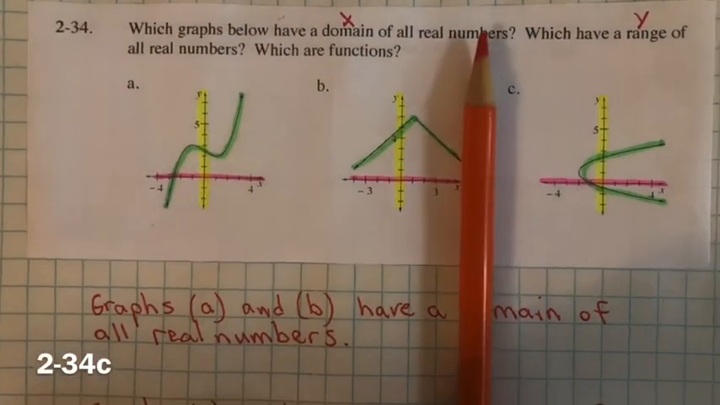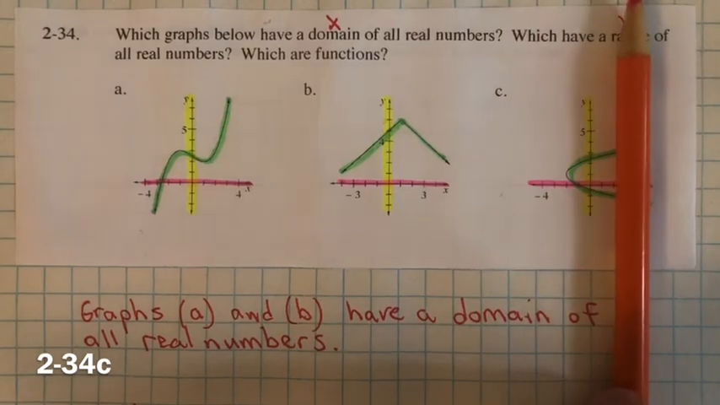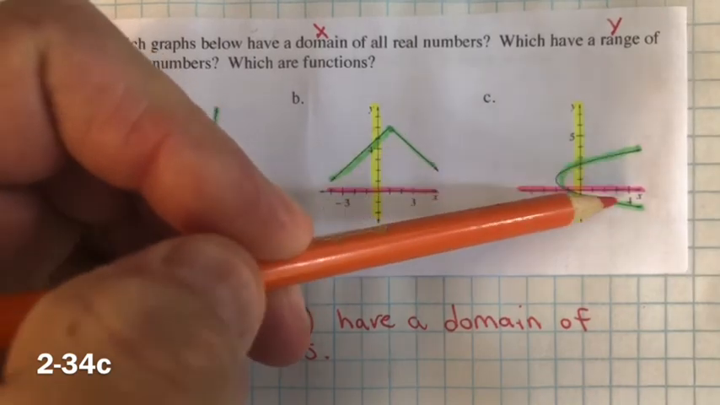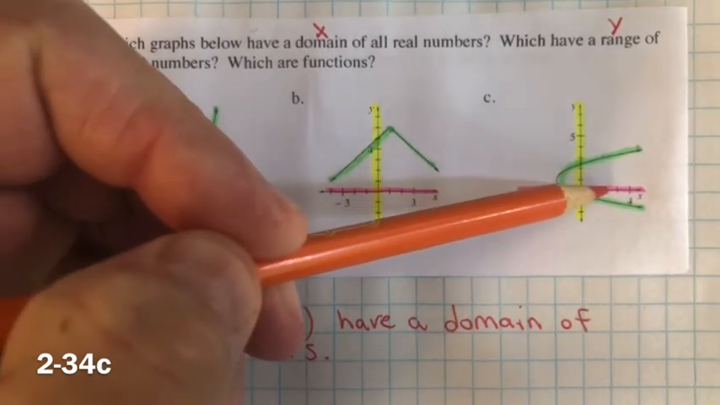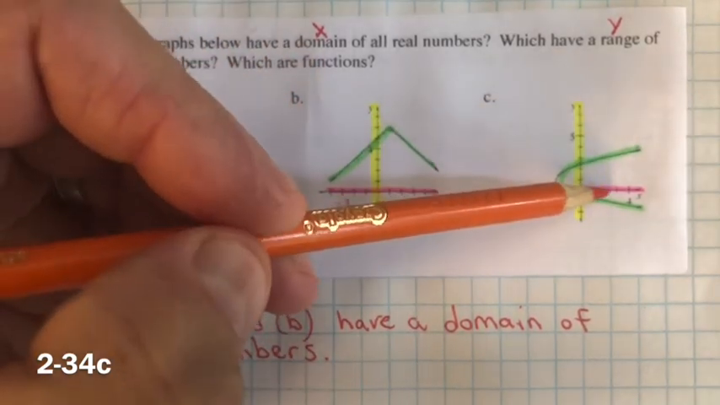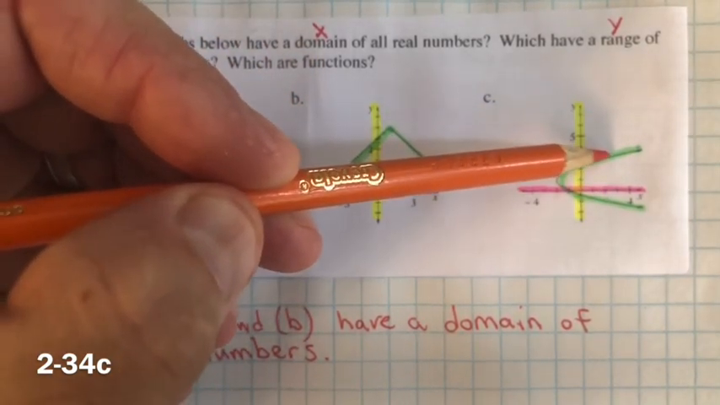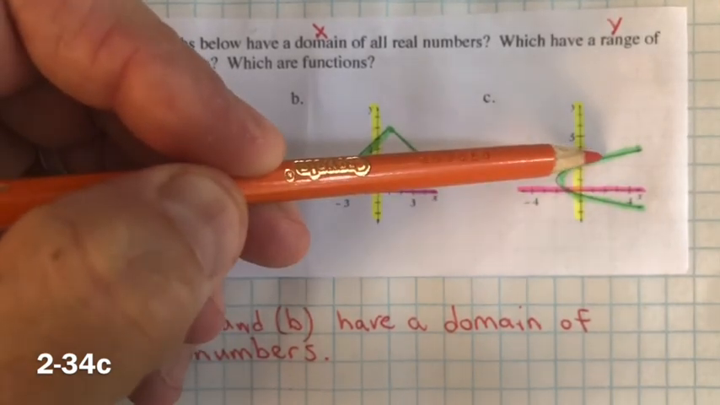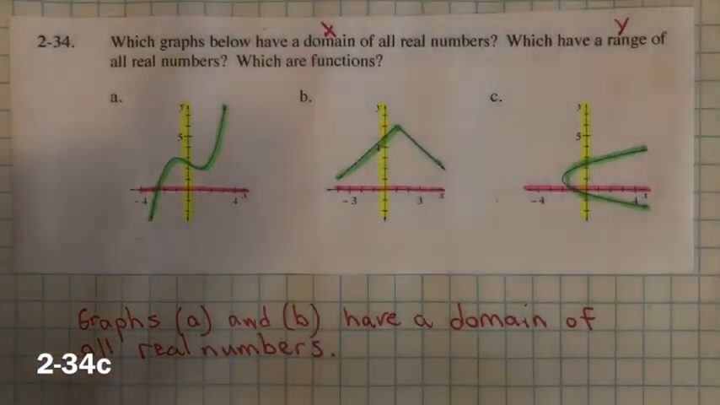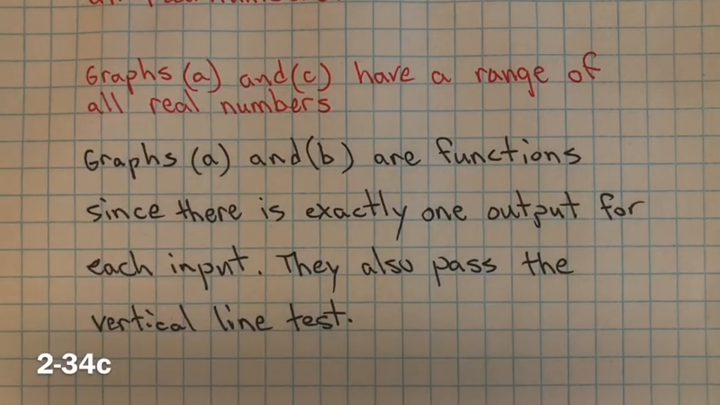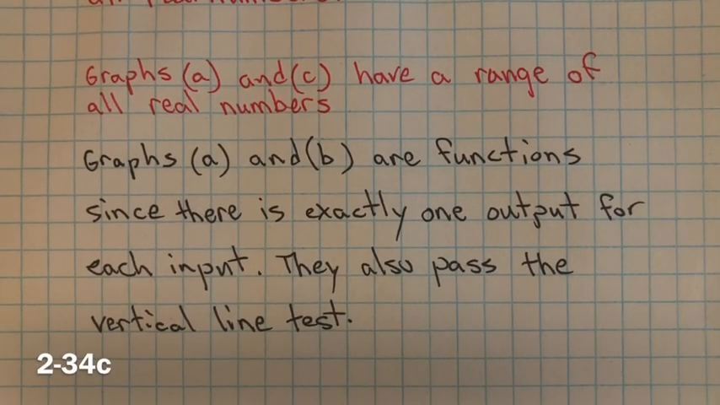But for C, it doesn't pass the vertical line test because you can see here there are multiple outputs for the same input. So for positive 2 has an output of 3 and negative 1. So this is not a function. It does not pass the vertical line test. So graphs A and B are functions since there's exactly one output for each input. They also pass the vertical line test.